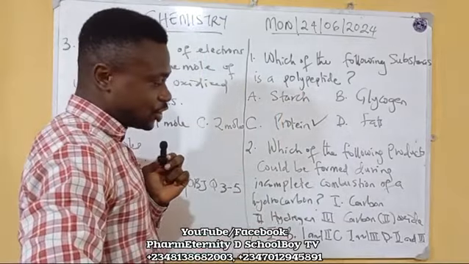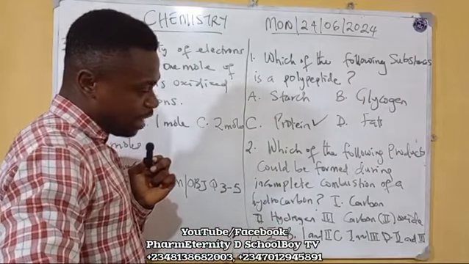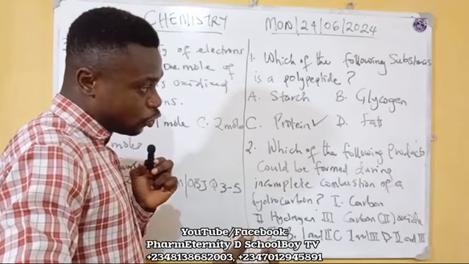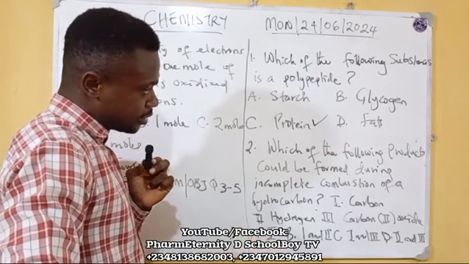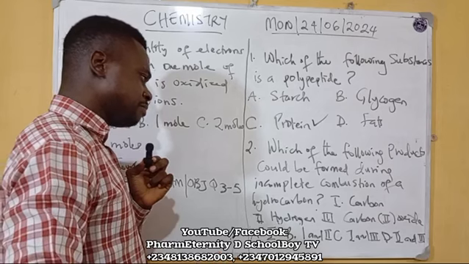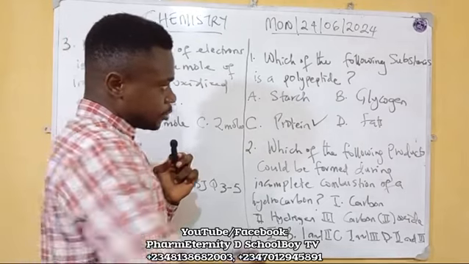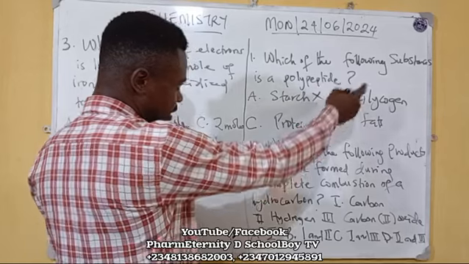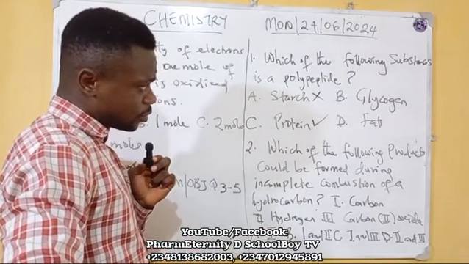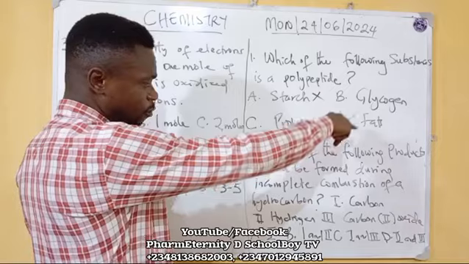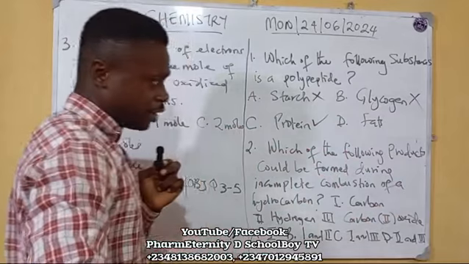Starch is a polymer that has monomeric units of glucose. Glucose forms the monomeric units. That's the basic unit, and it is mainly a storage form of glucose in plants. So glycogen, this is not the answer. Glycogen is also a polymer formed from glucose, but it is the form in which glucose is stored in animals. So this has nothing to do with the polypeptide.